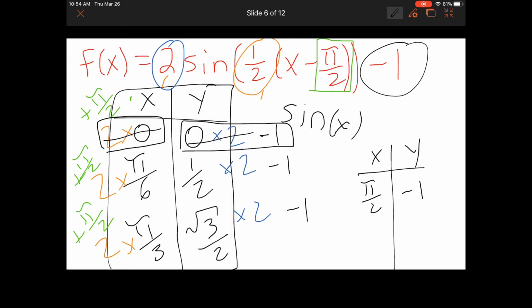On to the next point, I have 2 times pi over 6. That is like pi over 3. Pi over 2 plus pi over 3. You do need a common denominator in that, so that would be 3 pi over 6 plus 2 pi over 6, for a total of 5 pi over 6. My y value, 2 times a half is 1. 1 minus 1 is 0, and so on and so on.